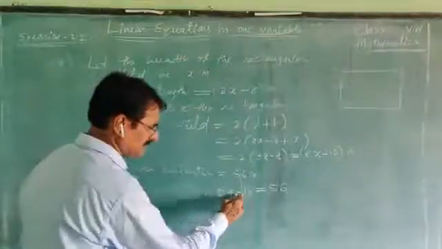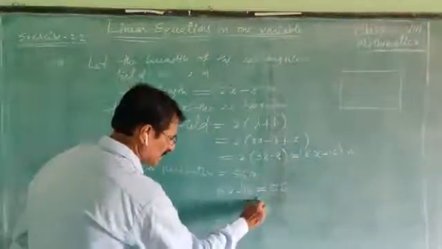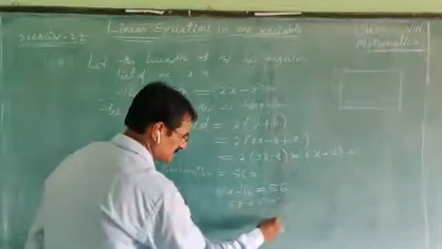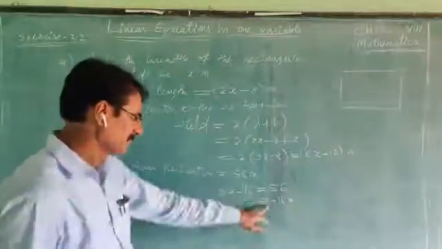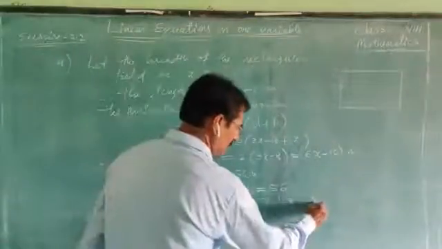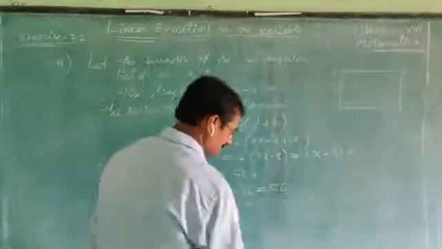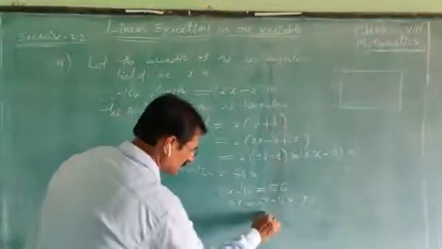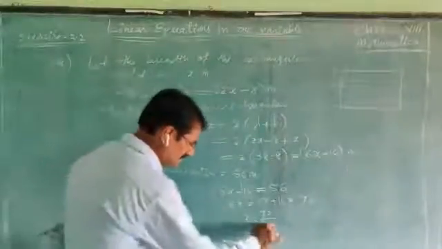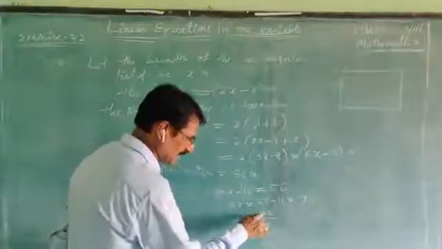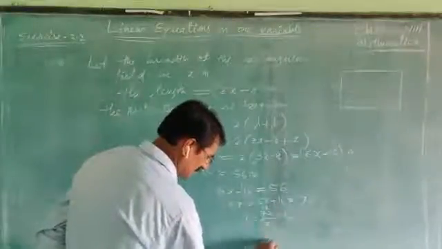First, send this minus 16 to that side, it becomes plus 16. 6x equal to 56 plus 16. Find the sum of it. 6 plus 6, 12. 5 plus 1, 6, plus 1, 7. 72. Then x equal to 72 by 6. Now divide it. 6 1 is 6, the remaining one 12. 6 2 is 12. Then x equal to 12.